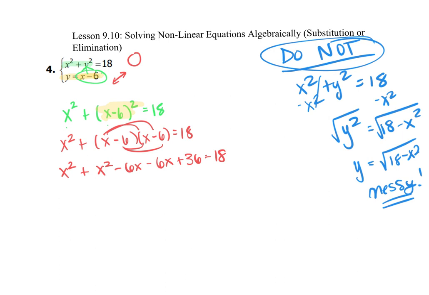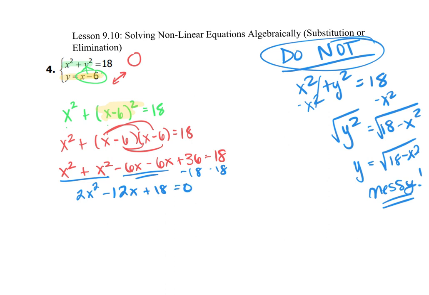And it's quadratic, so we need to get it set equal to 0 and combine all of our like terms. So x squared plus x squared make 2x squared. Negative 6x and negative 6x make negative 12x. And we'll subtract 18 over from 36 because we want this set equal to 0. 36 minus 18 is positive 18. And now it's all equal to 0.